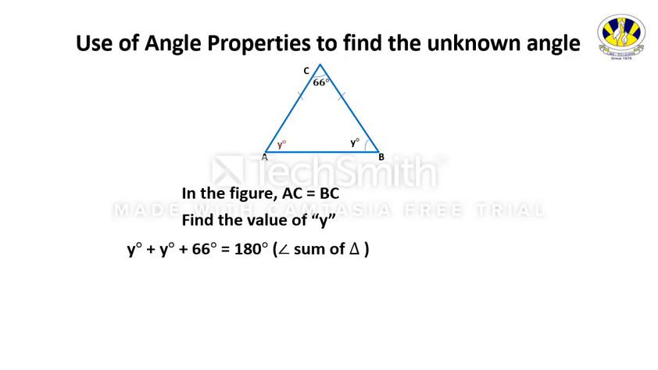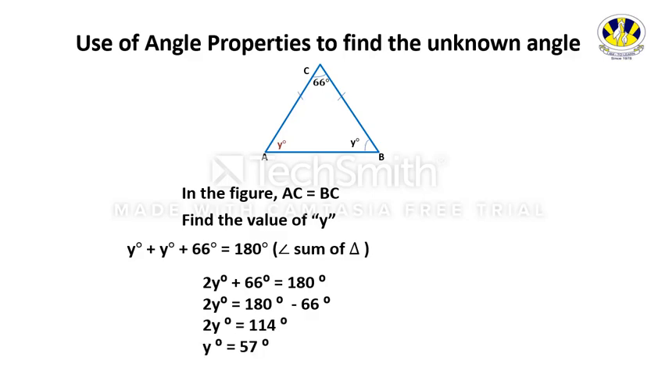Now, using the sum of angles in a triangle as 180, we wrote an equation in which y degrees plus y degrees plus 66 degrees equals 180 degrees. So let's solve the given equation. So we will get 2y degrees plus 66 degrees equals 180 degrees. Subtracting 66 on both sides of the equation and doing the further calculation, we found out that the angle y is 57 degrees.